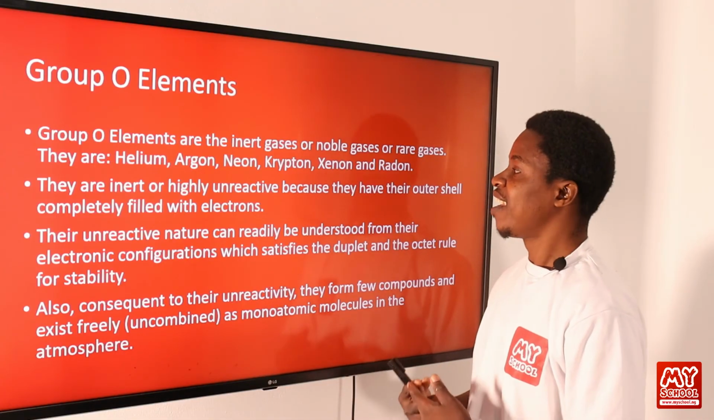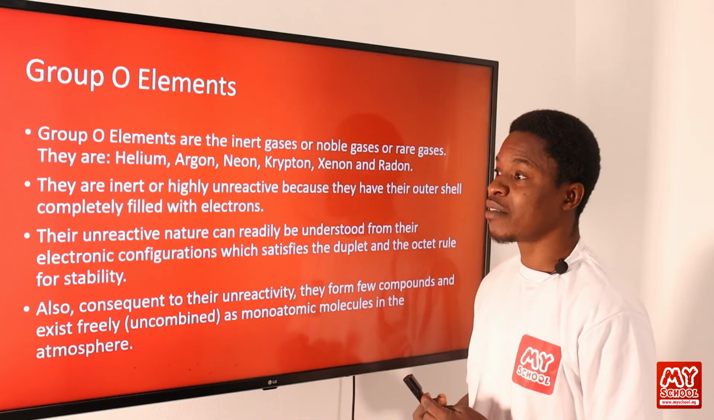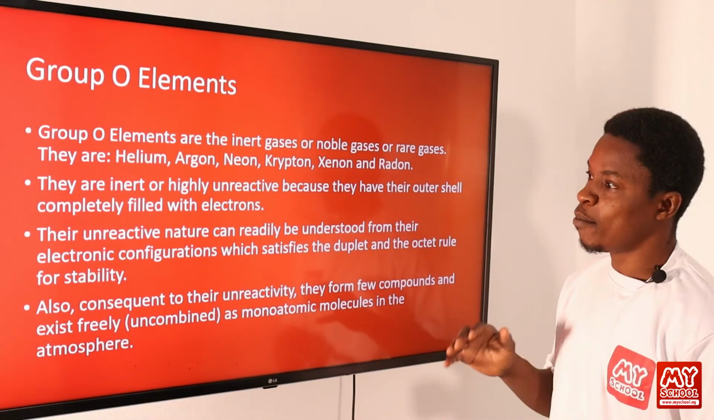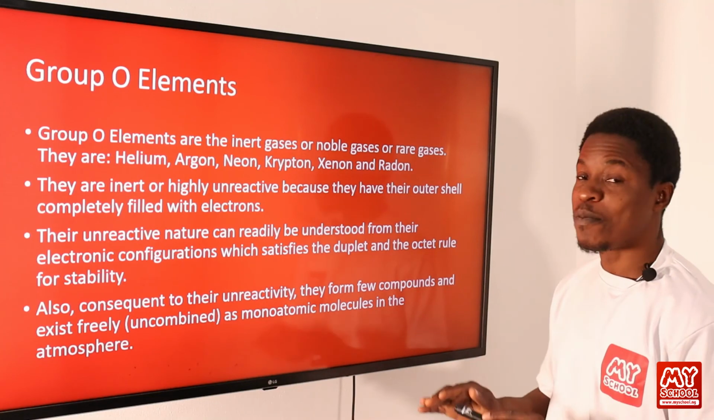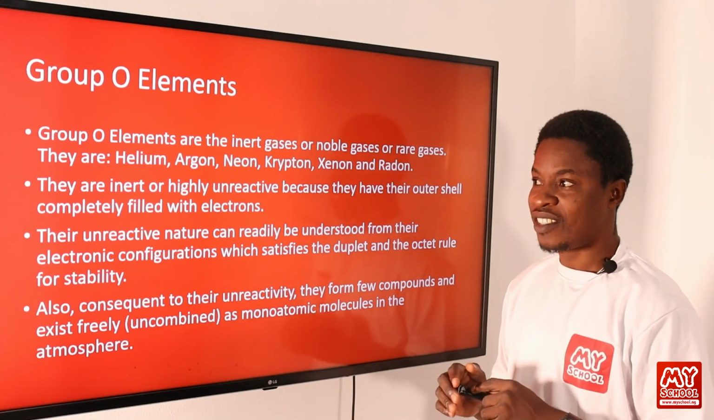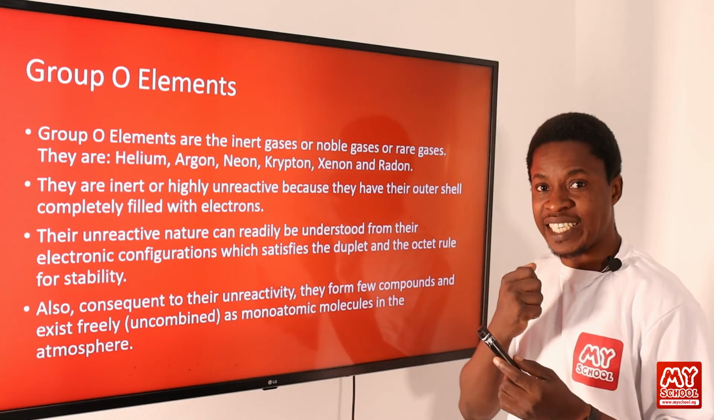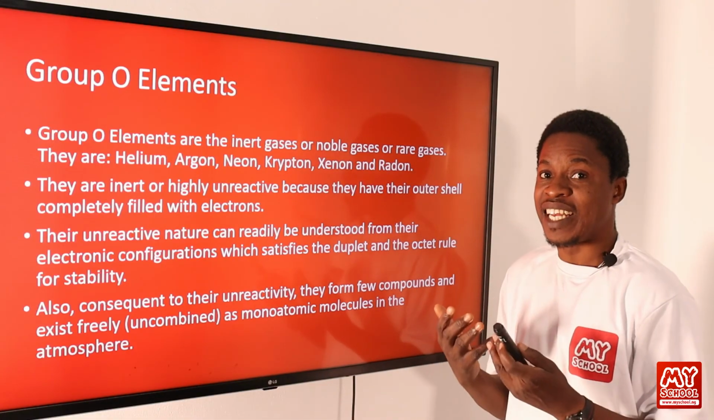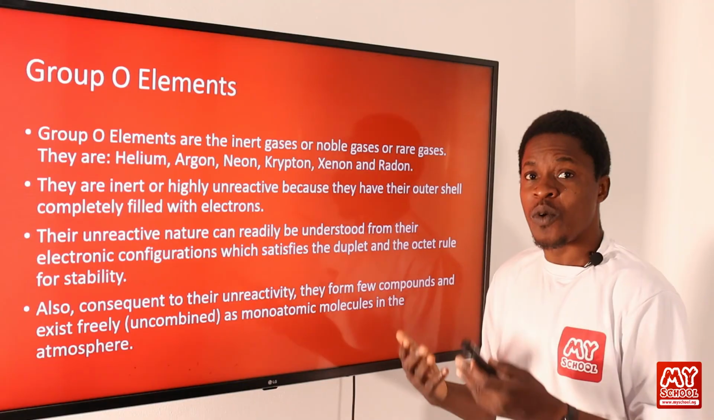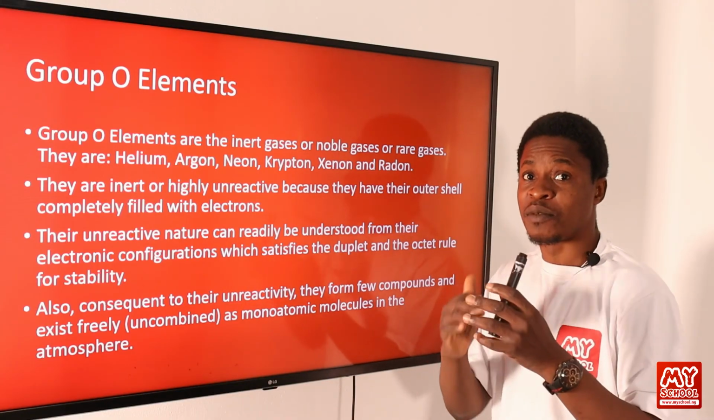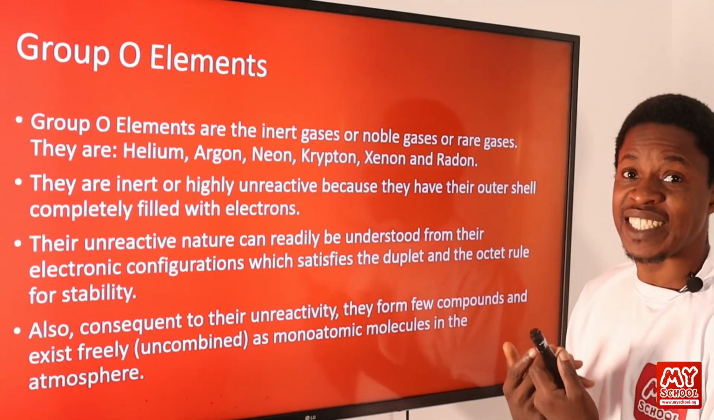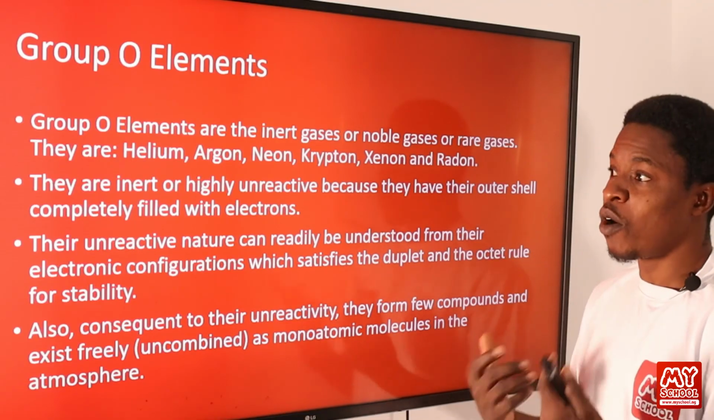Why? Because they have their outermost shell completely filled with electrons. So they are the most satisfied group of elements. They don't need any electron, neither are they giving out. They don't receive, they don't give. That's why in most cases they are inert. They don't undergo chemical reaction. But we have some exceptions, they still react, but in most cases you don't have them. So that's why they are inert. They are unreactive. The word inert means unreactive.